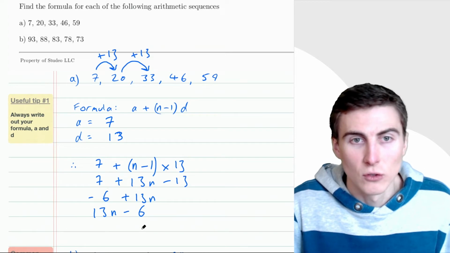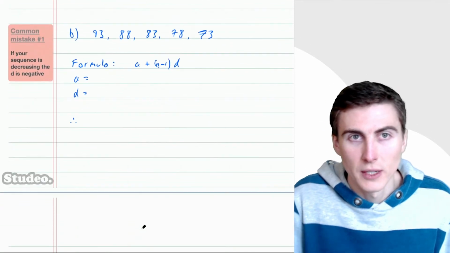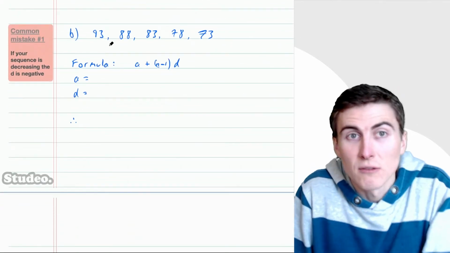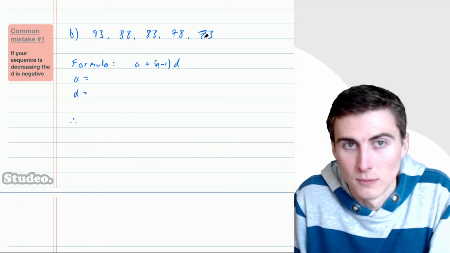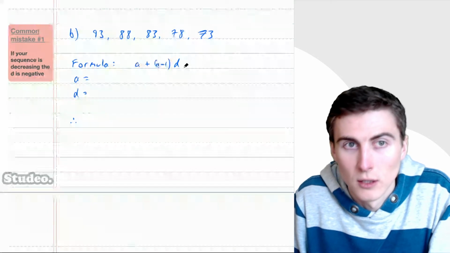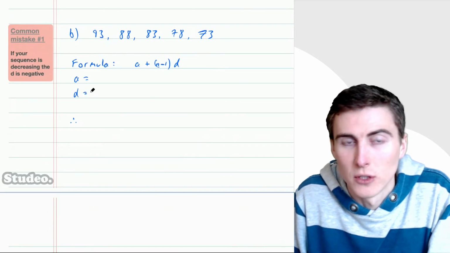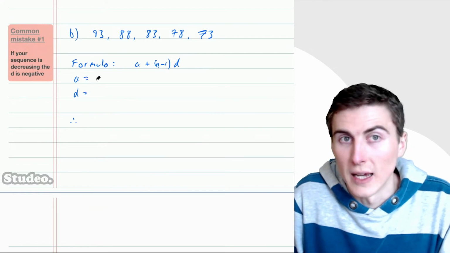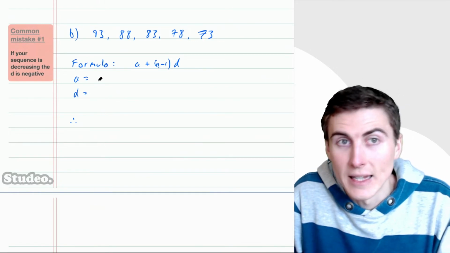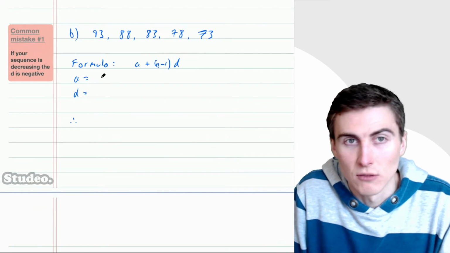So if we scroll down, I've written out B. So this was 93, 88, 83, 78, 73. So we write down our formula, we write a and d because we need to find those, and then we can plug everything in. So first of all, what is a? Well, a is the first term in the sequence, the 93. So we put 93 here.